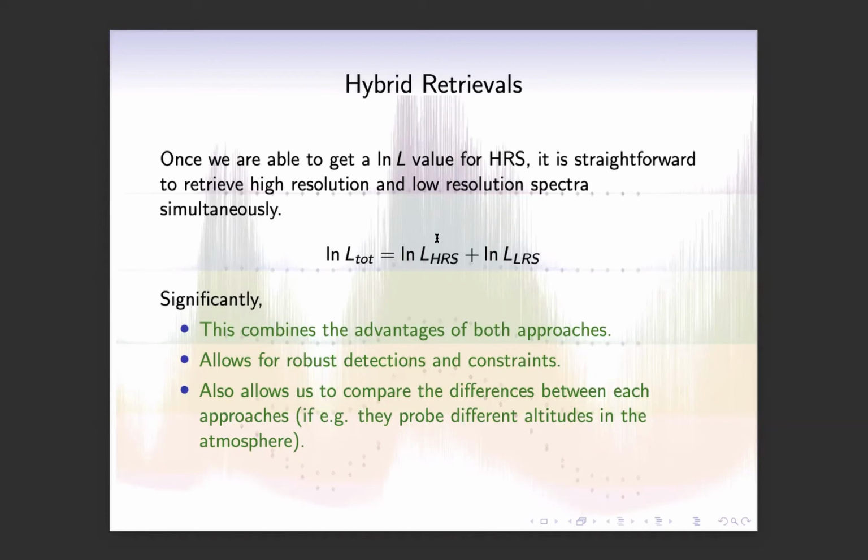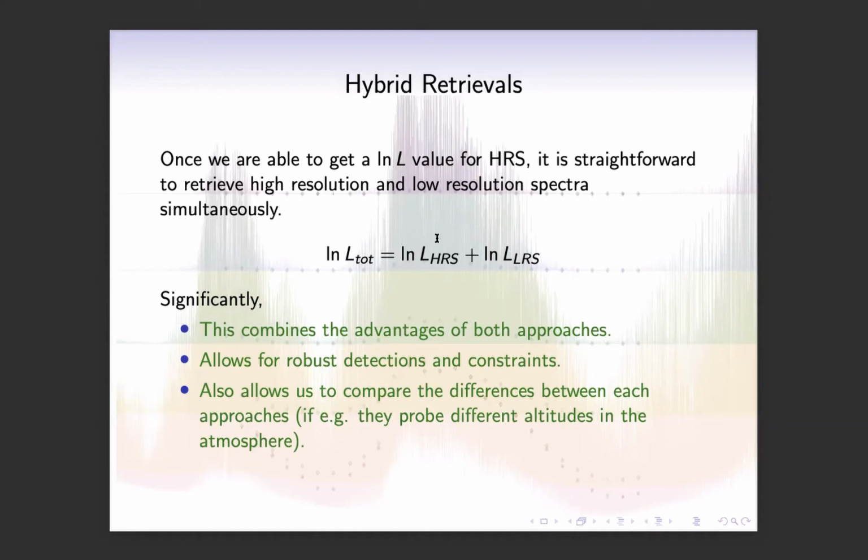And this also allows us to compare the differences between each. Now, if high res is probing slightly higher up in altitude than low res, and you see some differences, can those be attributed to vertical differences in the atmosphere? Are you probing different altitudes, and the abundances or the temperature profile or whatever, has it changed because of that? And what does that tell you? So it gives us a lot of information and a lot of advantages to combine them.